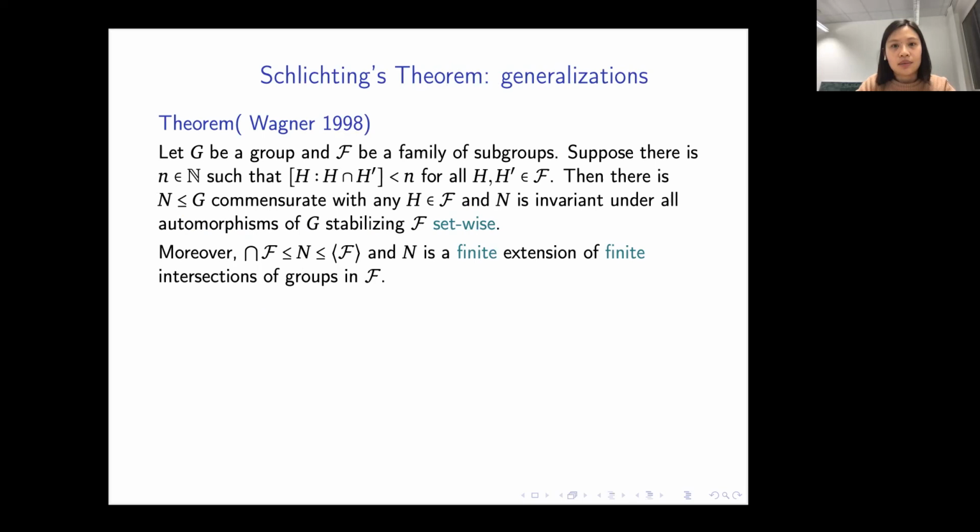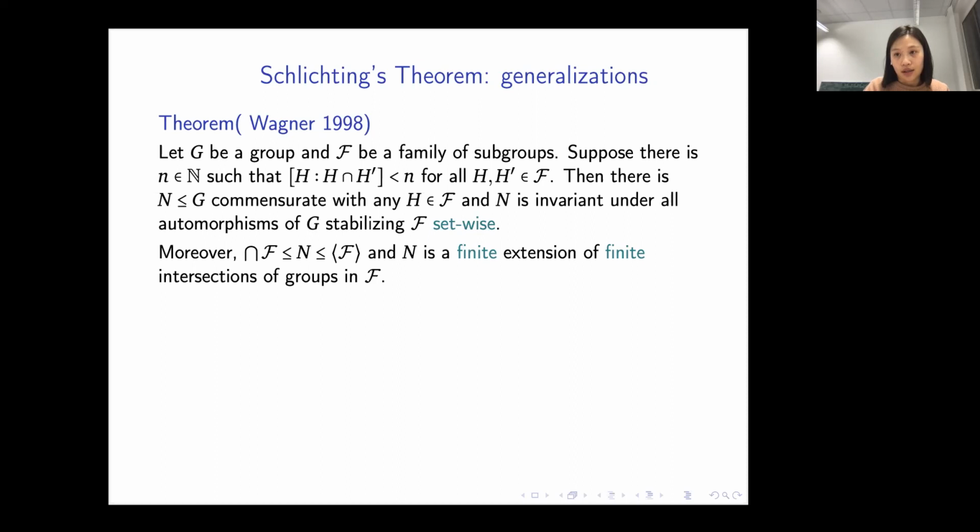So Schlichting's theorem has a lot of generalizations, not only to groups. Let me state the generalization to groups by Wagner. Let G be a group and F be a family of subgroups. Suppose there is a uniform upper bound N such that if you take two subgroups in this family, H and H prime, then the index that the intersection H intersect H prime has in H is bounded by N.